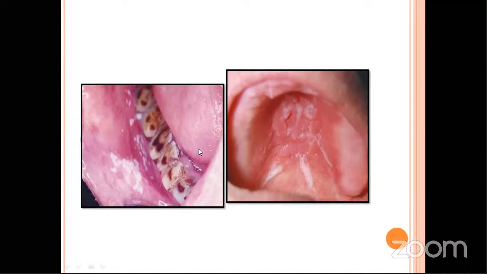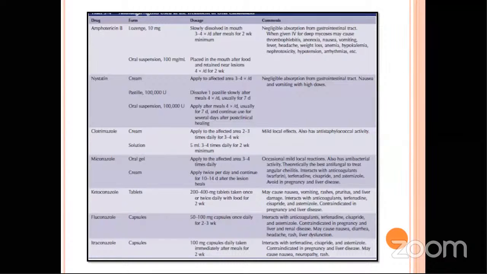That is chronic atrophic candidiasis. There the first line of treatment is you should ask the patient not to wear the denture for 15 days, clean the tissue surface of the denture, and also give a topical antifungal, that is 1% clotrimazole, applied on the tissue and also on the denture surface for at least 15 days to see the prognosis. So this is the treatment for candidiasis.